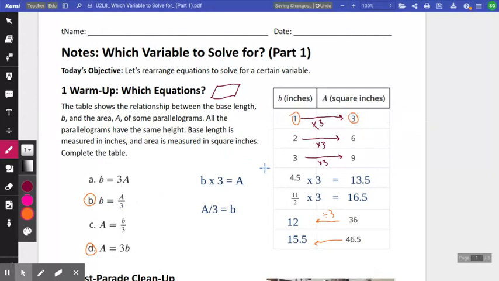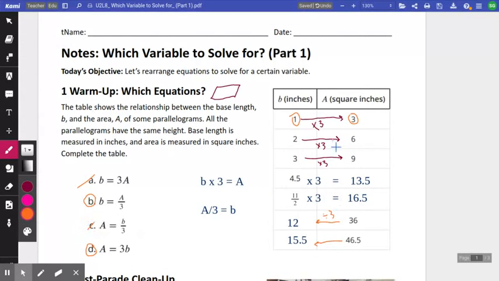Yeah. Now, if we look at these other 2 equations here, the first one says the base equals 3 times the area. That one is not true. Our base does not equal 3 times the area. That one does not represent this relationship. The other one said the area equals the base divided by 3. Check that. Does your area equal the base divided by 3? Also not true. So the 2 equations that represent this relationship here are B and D.